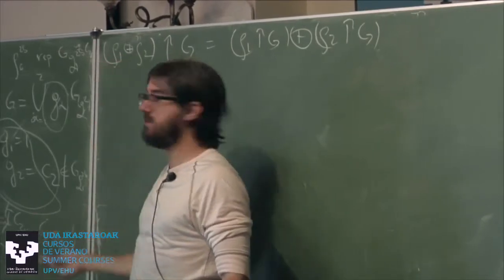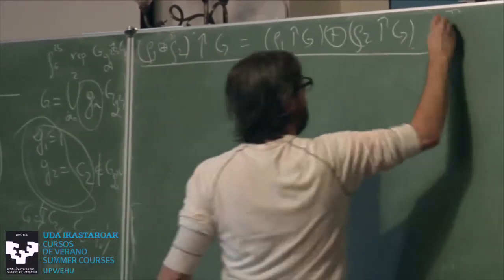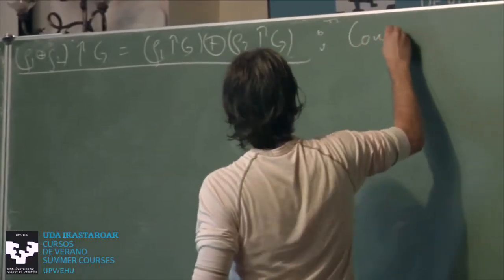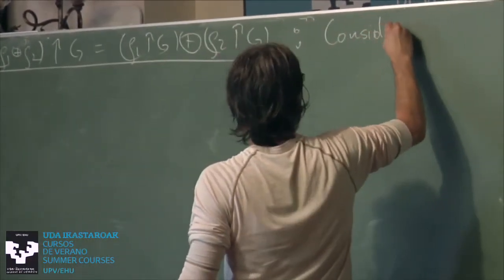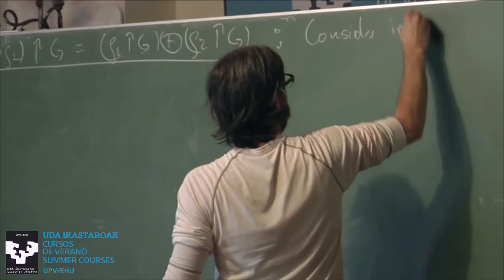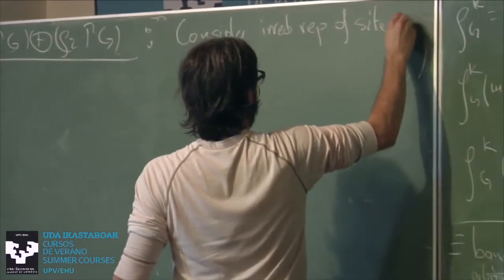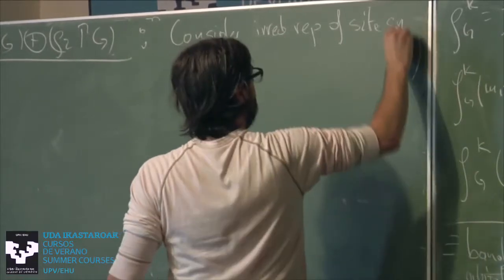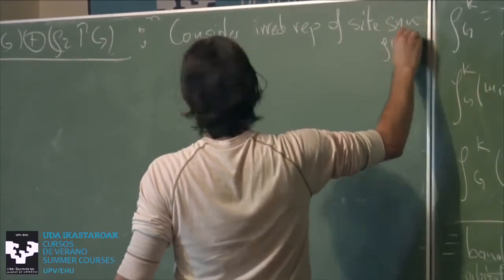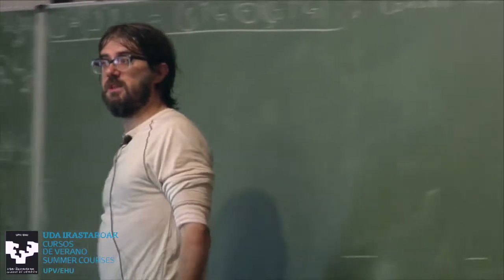Okay? So that means that I only need to consider irreducible representations of the site symmetry group, which we have implicitly done. But you can ask me, why do I need to consider only an irreducible representation of the site symmetry group?